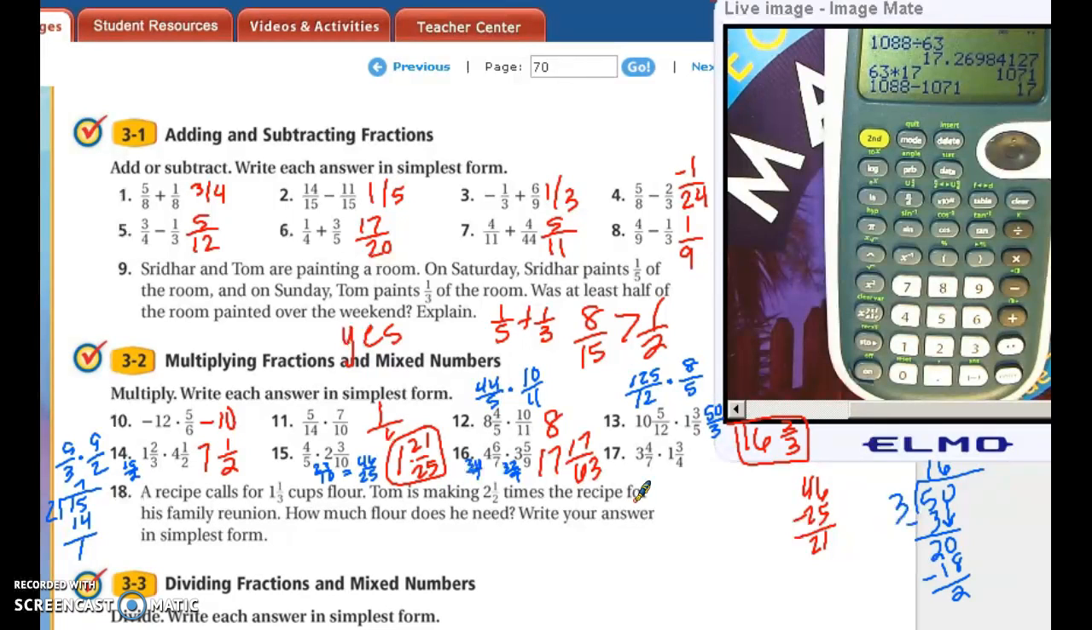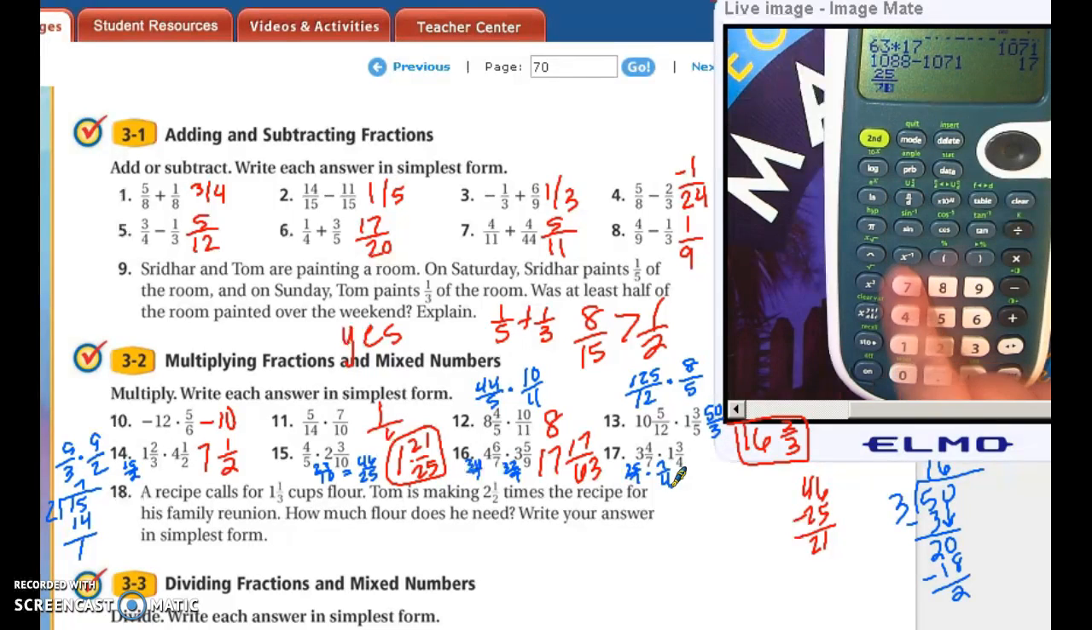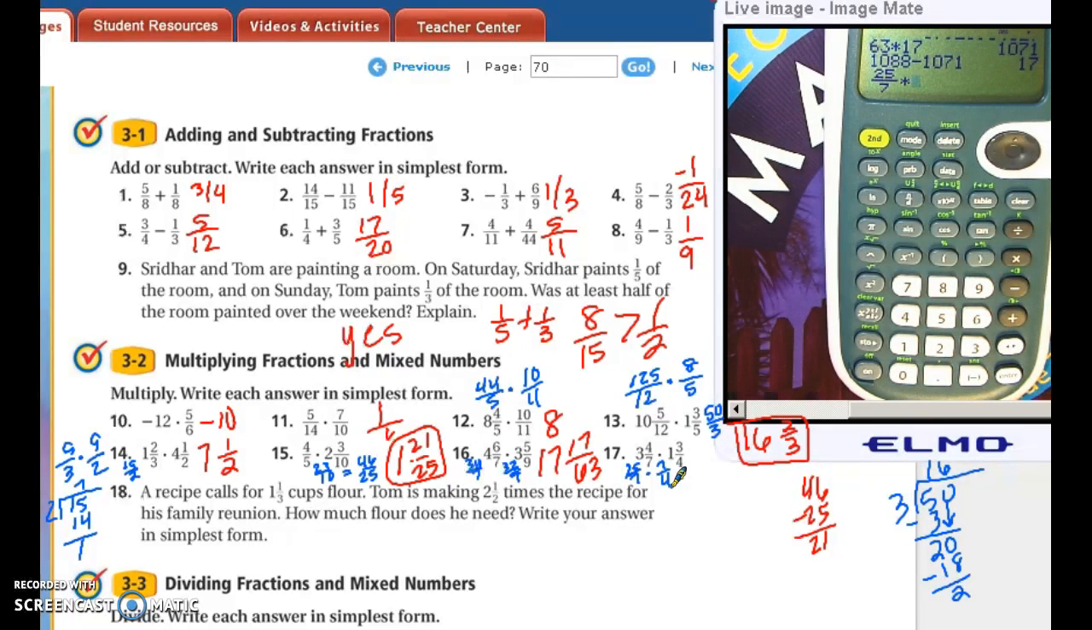For 17, 3 times 7 is 21, plus 4 is 25. 4 times 1 is 4, plus 3 is 7. 25 over 7 times 7 over 4 is 25 over 4. Four will go into 25 6 times with 1 left over, 6 and 1/4.